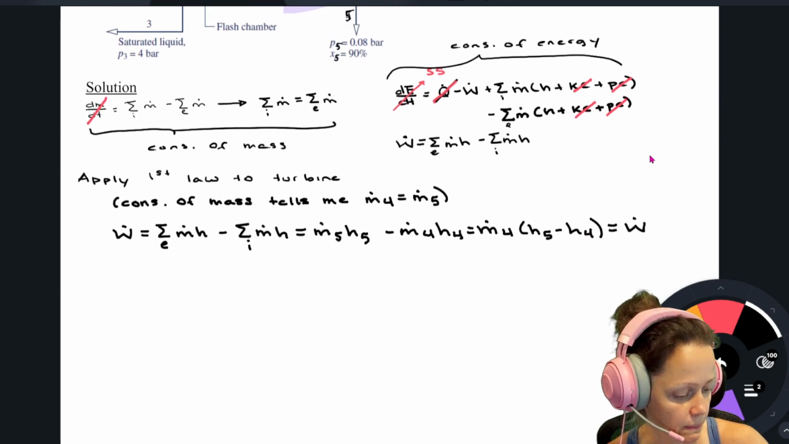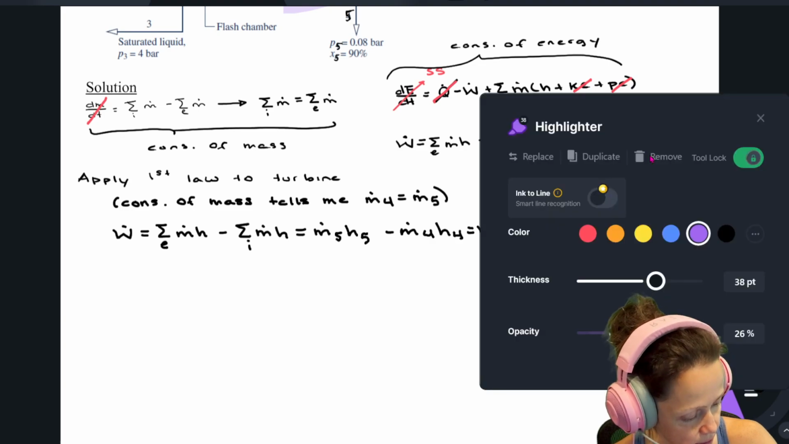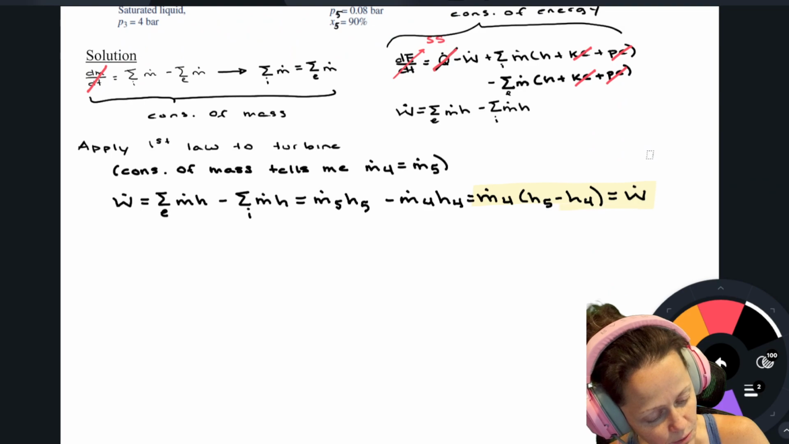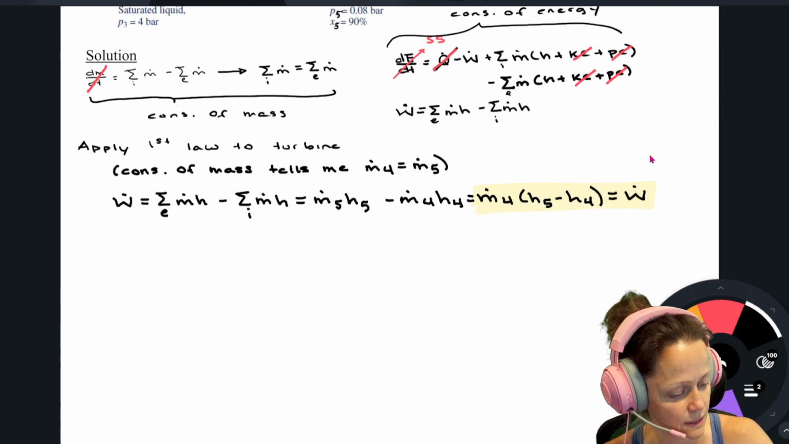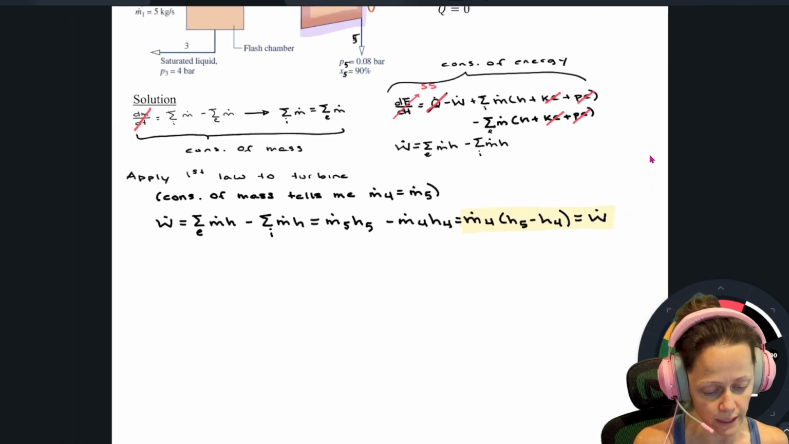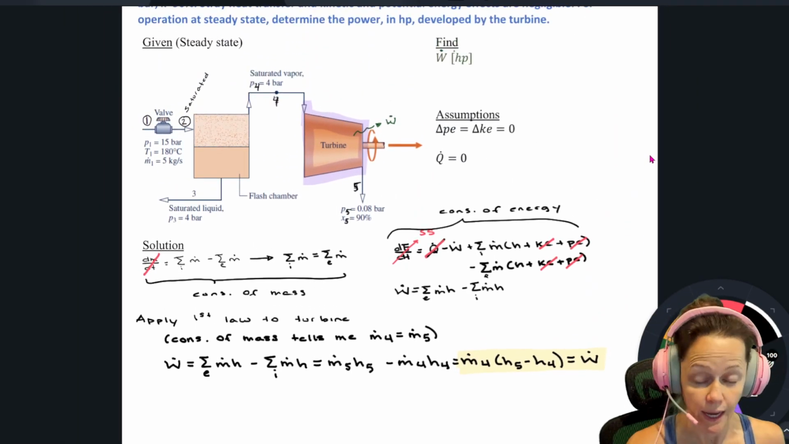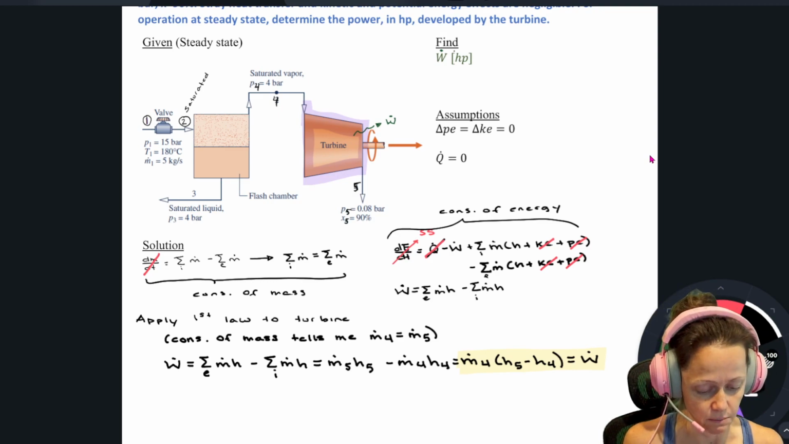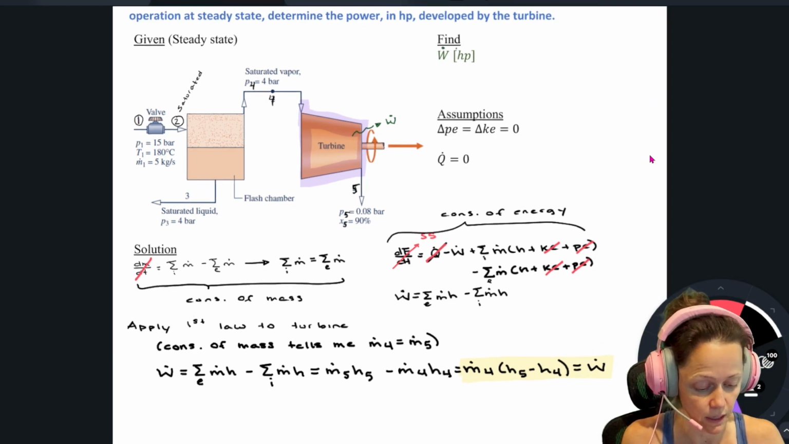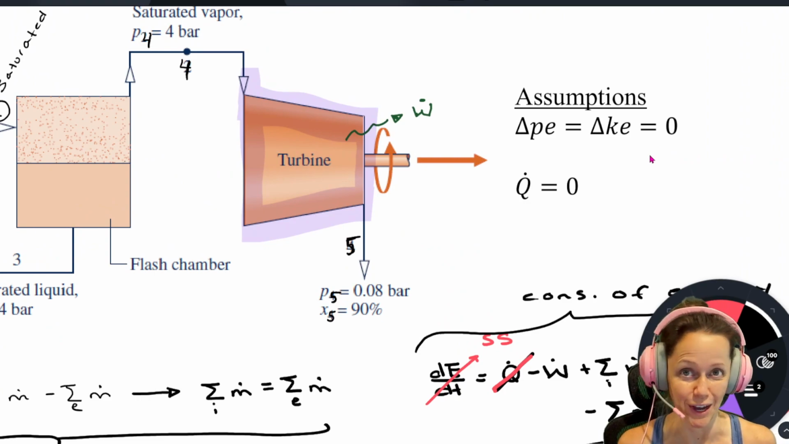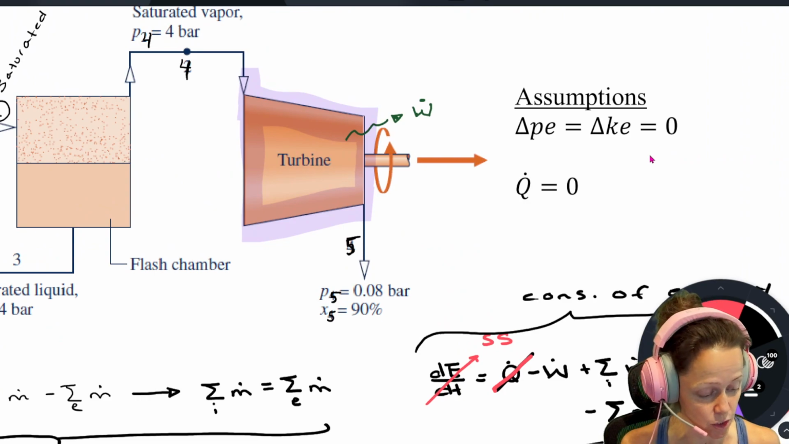This is my W dot. Let's put a little highlight right there. Very excited about that. Perfect. All right, so let's see what information I can get here. I can get those enthalpies, I think, because I've got two independent intensive properties at 4 and 5. So at 5, if I zoom in here, it's obvious what properties I have at 5. It's pressure and quality. They've given it to me.